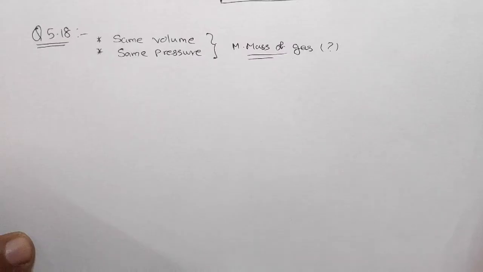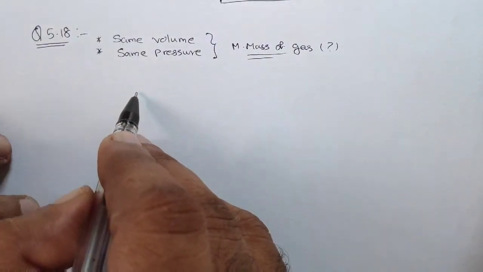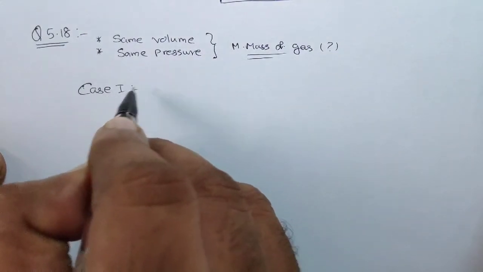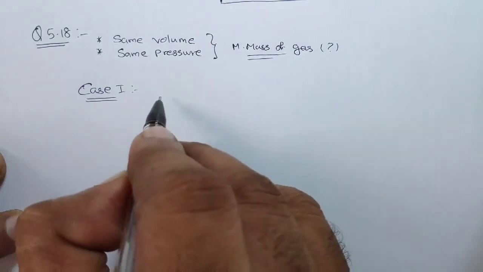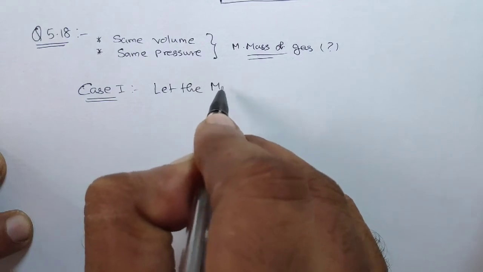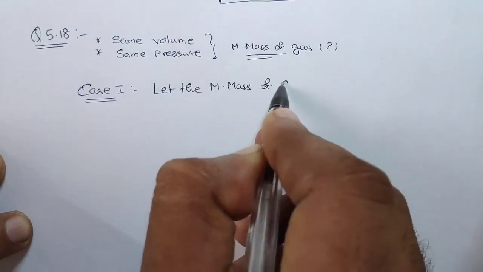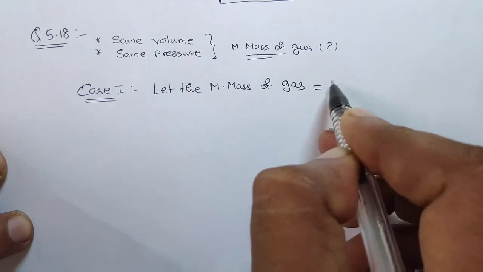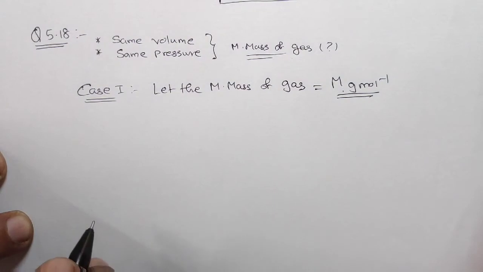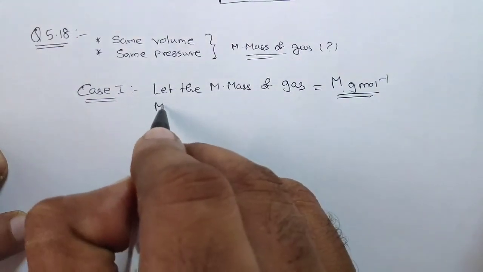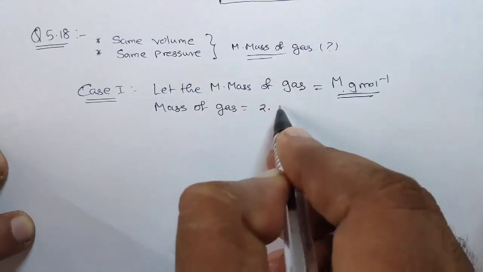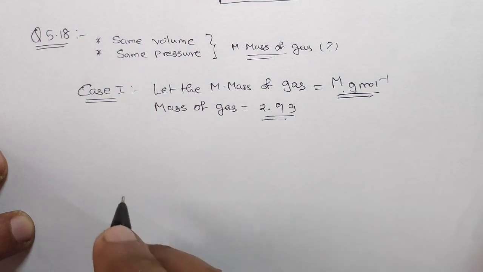Okay, now see here, we will have two cases. First I will take case 1, right? Now in case 1, we don't know the molar mass of the gas, so let the molar mass of gas be equal to M gram mole inverse. This is the unit for molar mass, right? So in this case, the mass of gas was given in the first condition. The mass of gas is equal to 2.9 gram, which was given in your question, right?